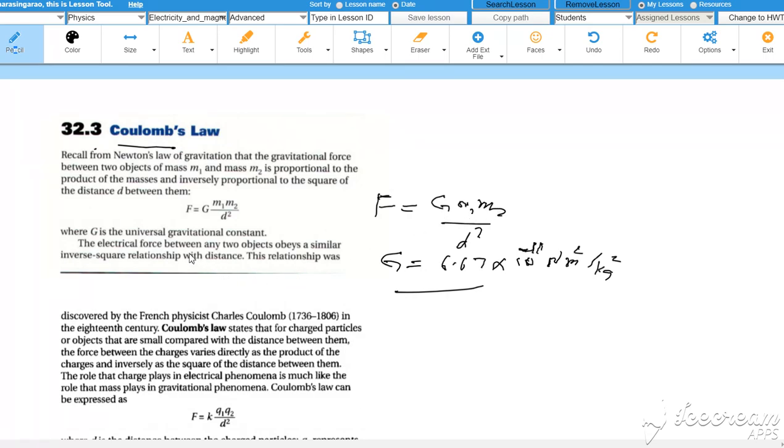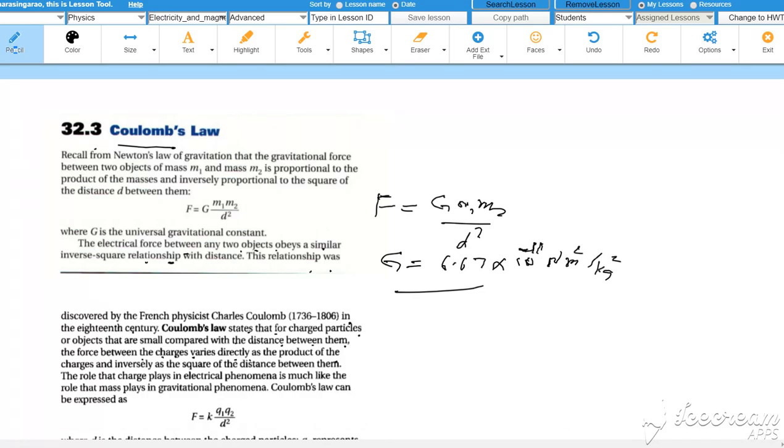The electric force between two objects obeys a similar inverse square relationship with the distance. This relationship was discovered by the French physicist Charles Coulomb in the 18th century. Coulomb's law states that for charged particles or objects that are small compared with the distance between them, the force between the charges varies directly as the product of the charges.